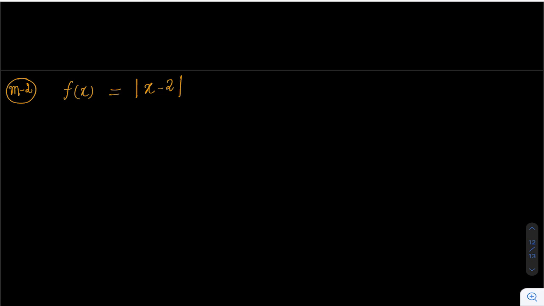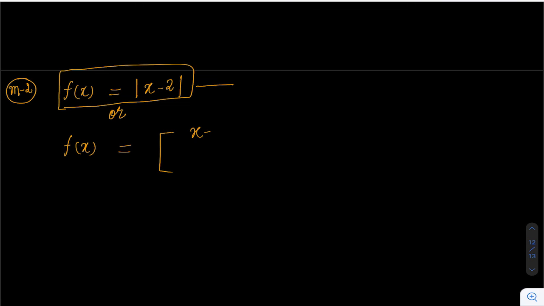So for that, if you have studied very carefully about the absolute function, you know this is my f(x). So I can write this function, the same function, in another way also. So I can write it like this also. f(x) is equal to x minus 2 when x is greater than or equal to 2, and minus of x minus 2 when it is less than or equal to 2. So this is called redefining the function. So we are redefining the function in this way. This is called a piecewise function.